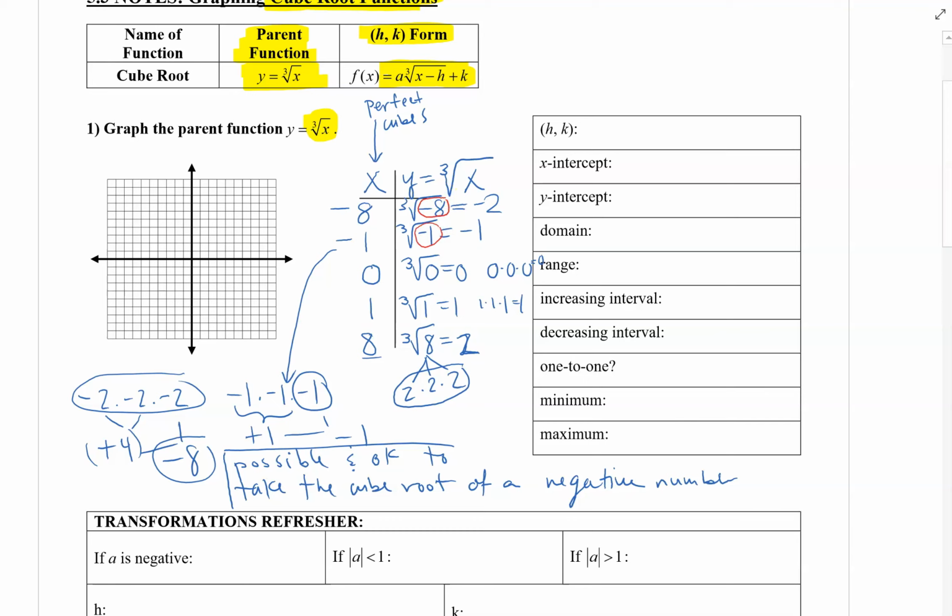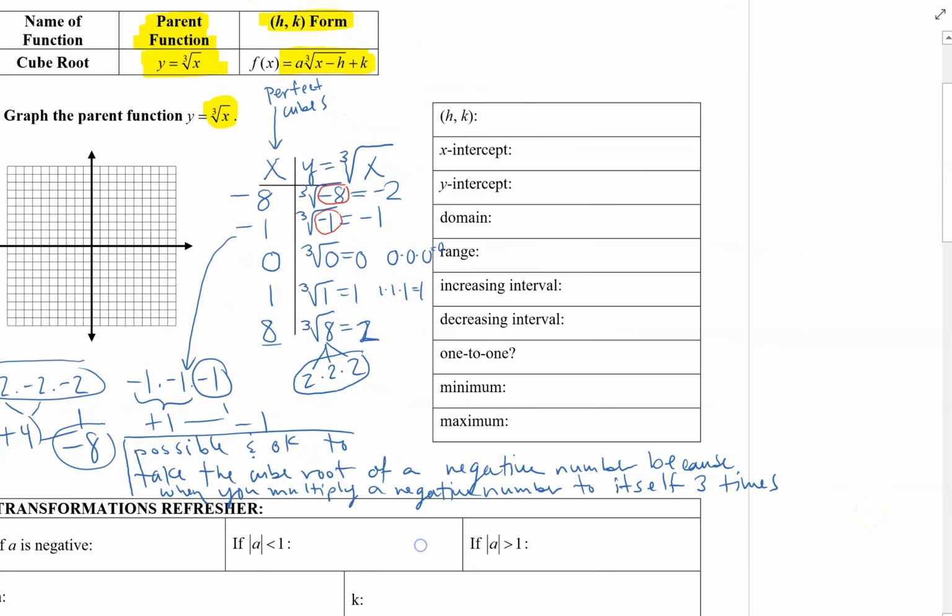Now the reason why it's possible to do that is because when you multiply a negative number to itself 3 times, right? This is a cube root. What does it mean to take a cube root or a third root? Is you need that factor 3 times. So when you multiply a negative number to itself 3 times, the result is negative. So it is okay, therefore, to take a cube root of a negative.